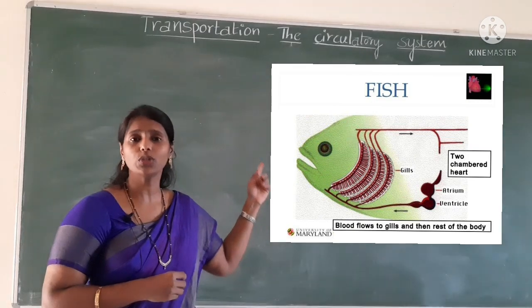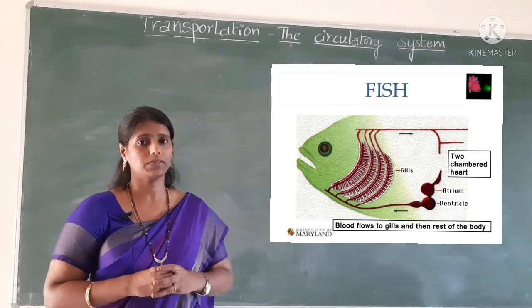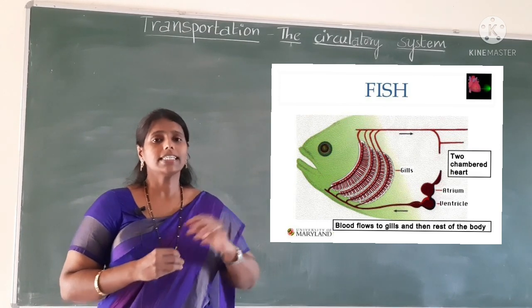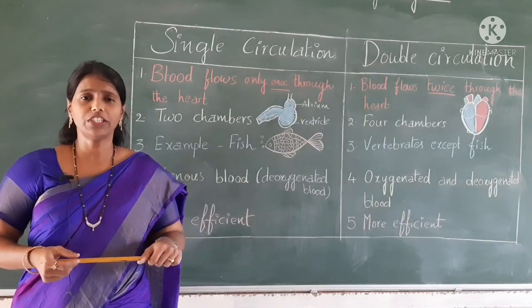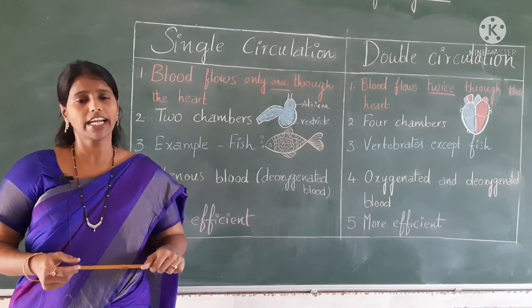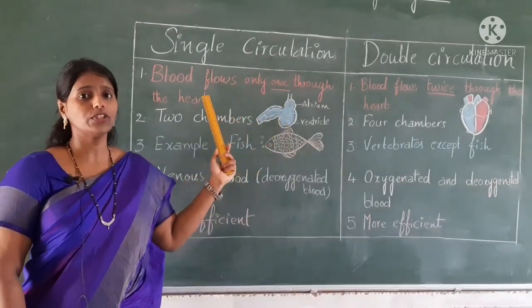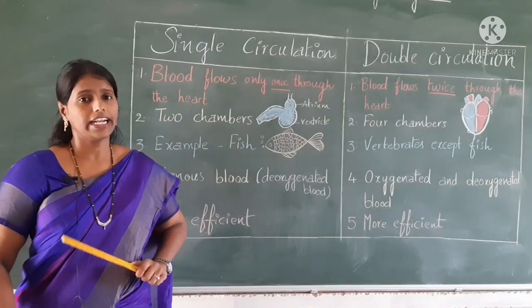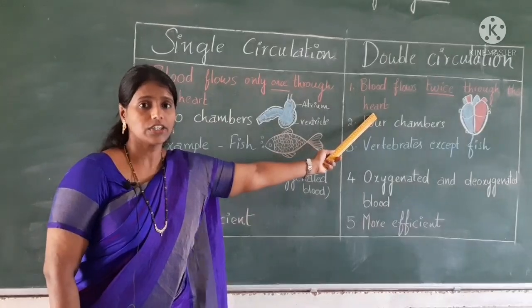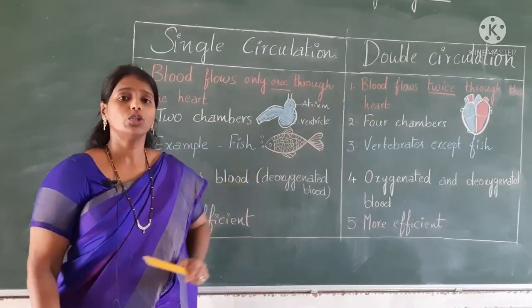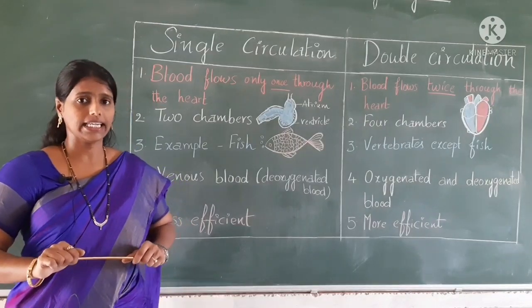It has only 2 chambers, one atrium and one ventricle. It is an example for single circulation. Let us observe the differences between single circulation and the double circulation. Blood flows only once through the heart to complete one cardiac cycle in case of single circulation, but whereas in double circulation, blood flows twice through the heart to complete one cardiac cycle.